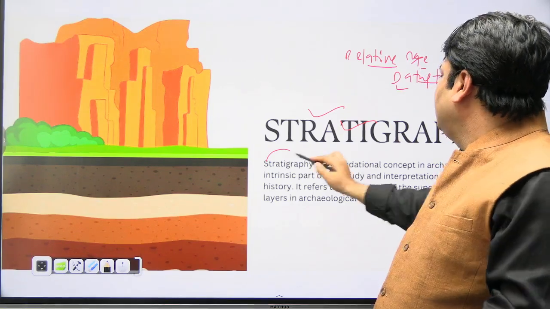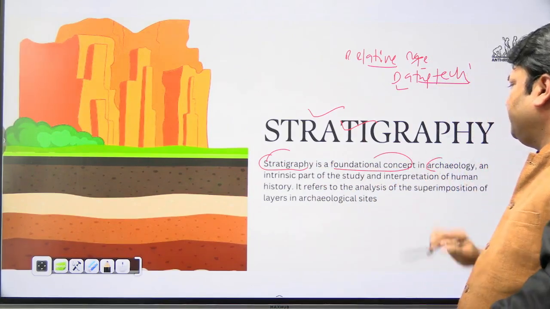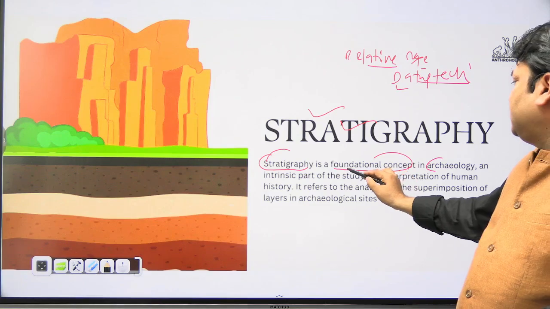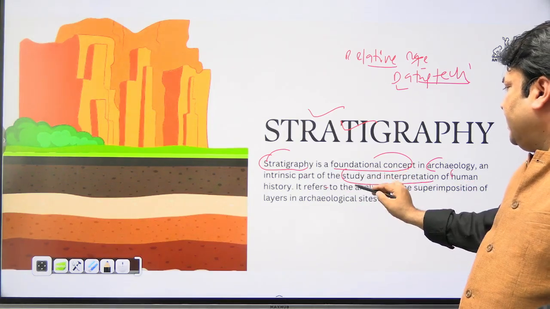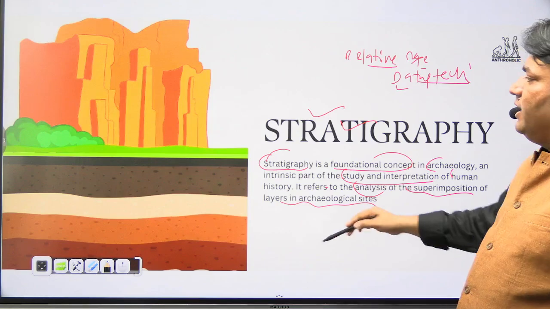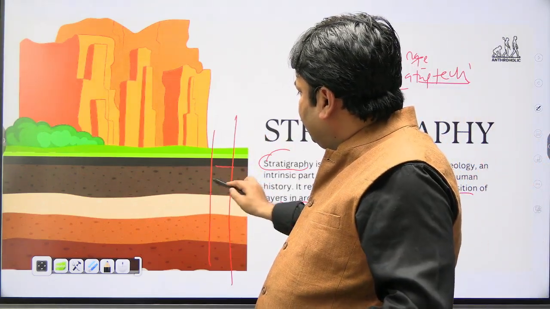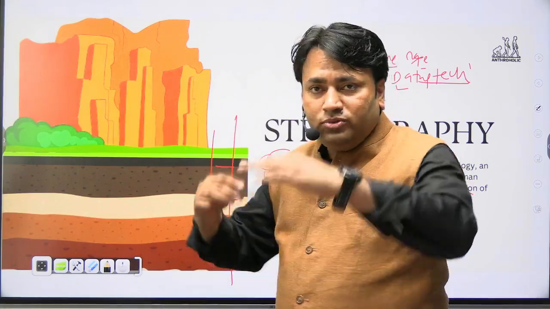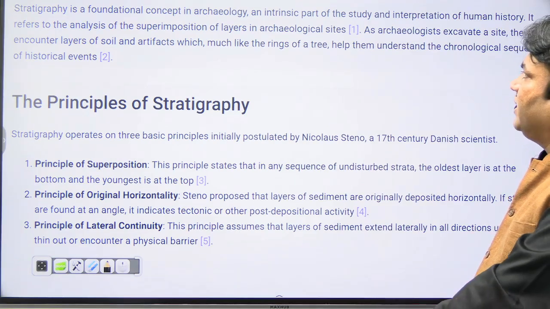So this stratigraphy is a foundational concept in archaeology. And by this, study and interpretation of human history is done. By this method it is used to analyze the superimposition of the layers in archaeological sites. It means in this vertical digging, it is used to analyze the superimposition of the layers, and by this way we can get a chronology.